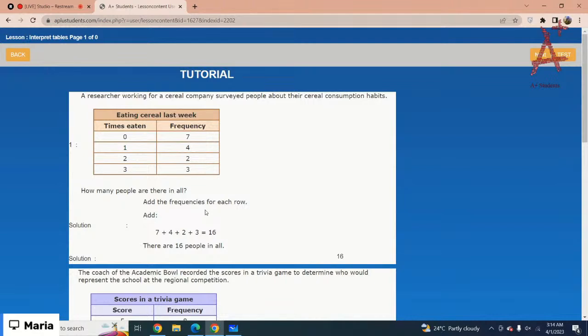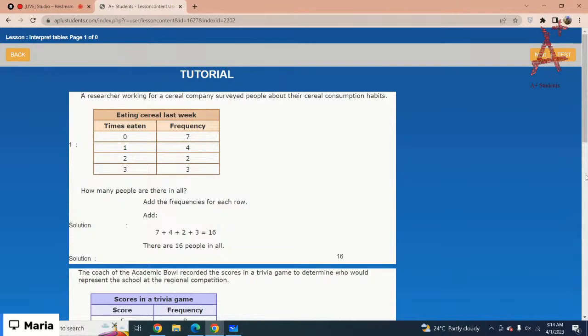So basically you have to add the frequencies, that is, how many people ate cereal each number of times. So you have to add 7 plus 4 plus 2 plus 3. When you add them, they make 16. There are 16 people in all. Got it? That means the total people are 16.